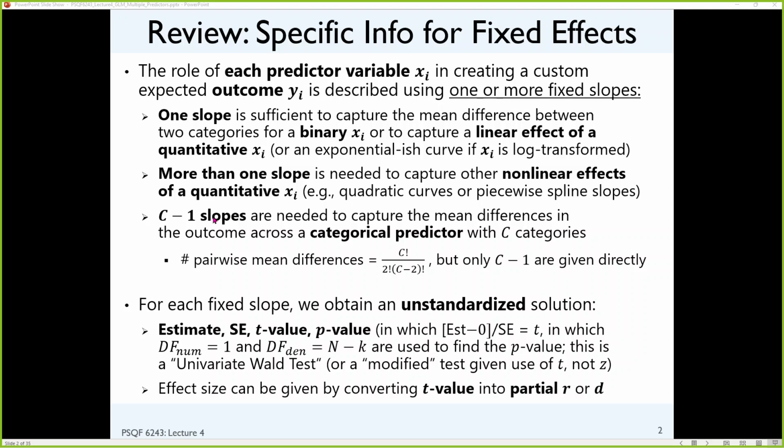It's also the case that if you have a categorical predictor with more than 2 categories, that takes more than one slope. So the rule is capital C stands for the total number of categories, minus 1 is what you need in terms of slopes. So it's C categories, C fixed effects in total, because the minus 1 is for the intercept you already have. So if I have 4 groups, like in your current homework, then it takes 1 intercept and 3 slopes to differentiate those 4 groups.